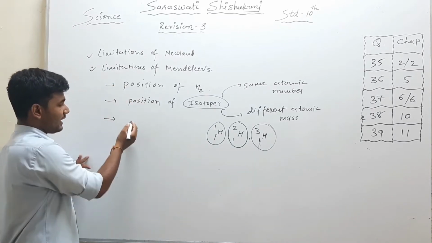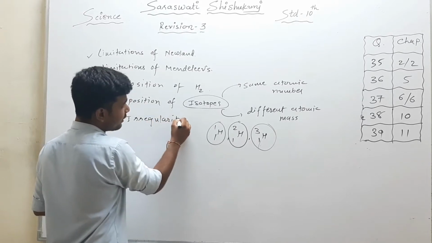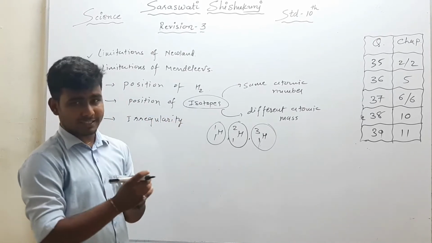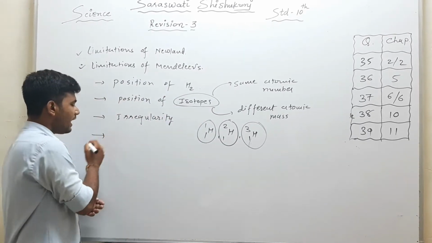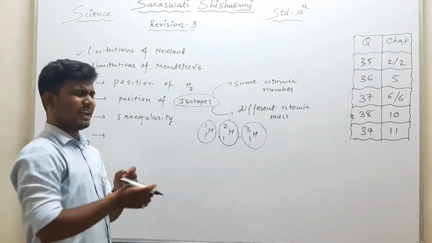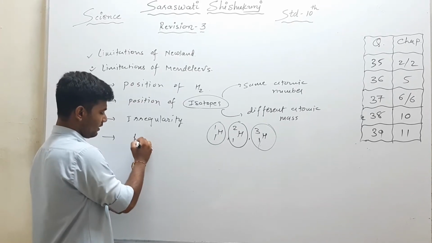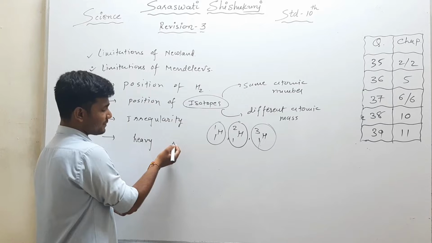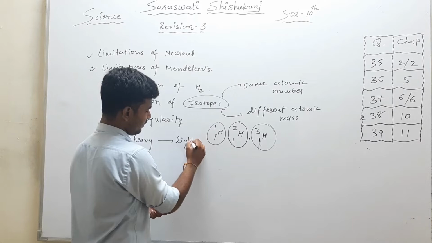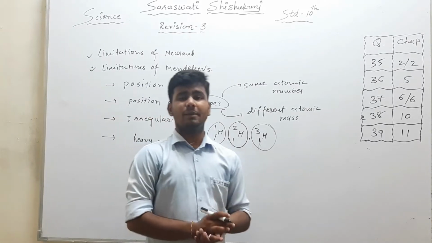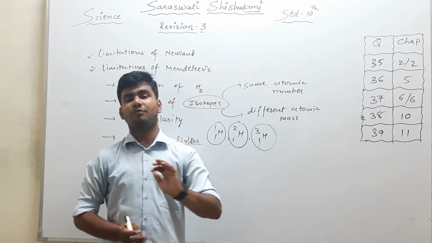Another one we can say is that there was irregularity in the increasing of atomic mass. That was also a limitation. And the fourth one, as we know, is that some elements which were heavier were kept before the lighter elements. So that was also a limitation. The limitations of Mendeleev are a very important topic for 3 marks and also for 4 marks.